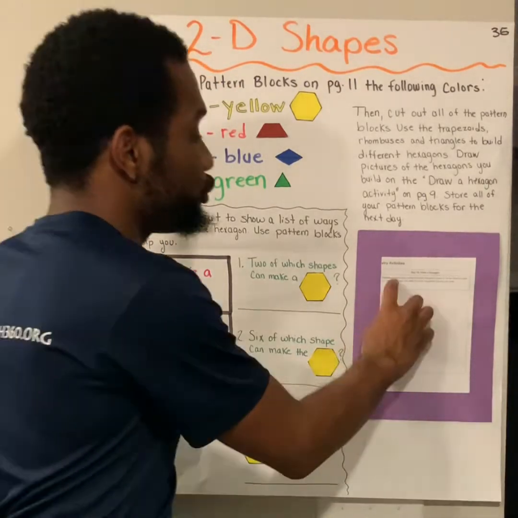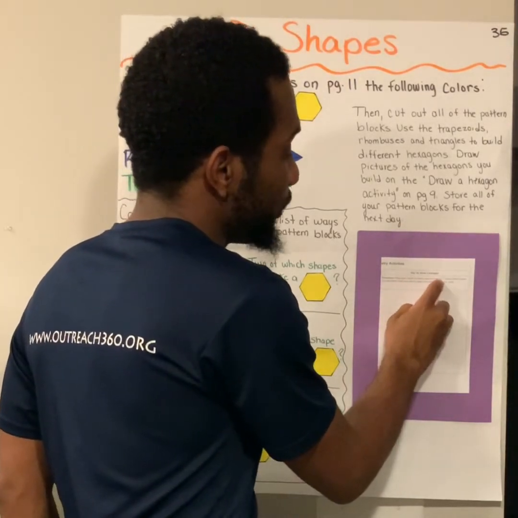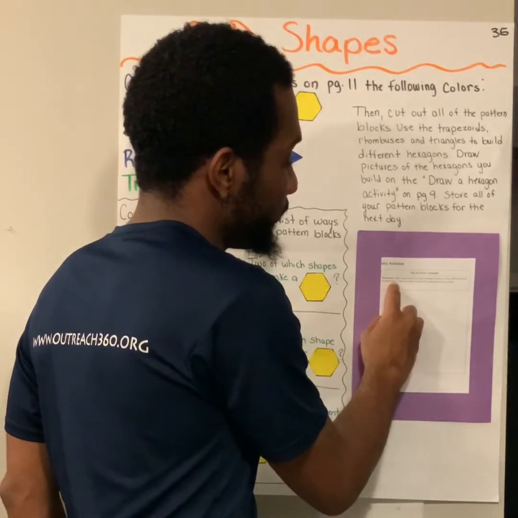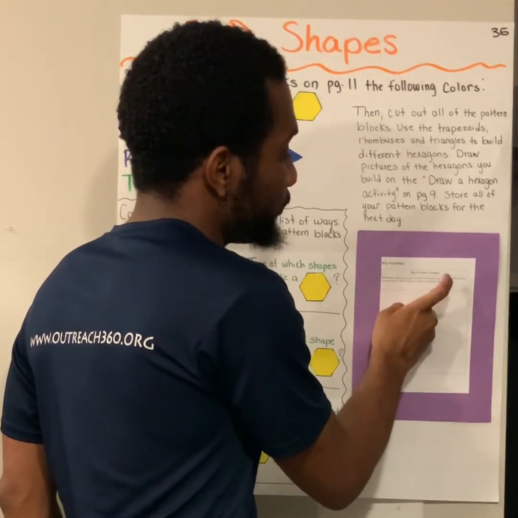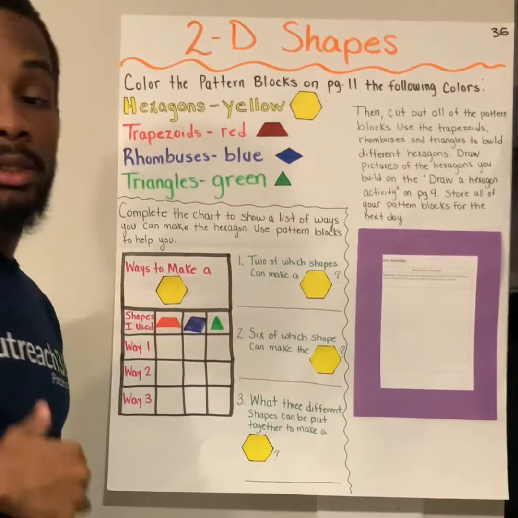And it says, draw lines inside the blank heptagon below to show different ways you build them. Color the parts to match the pattern blocks you use, okay?